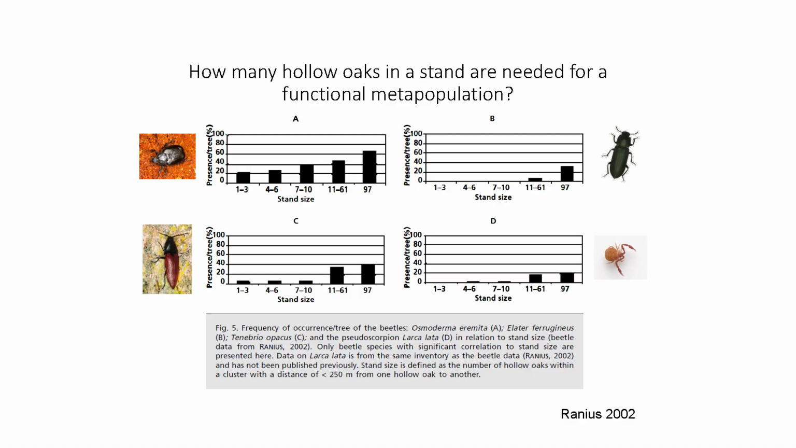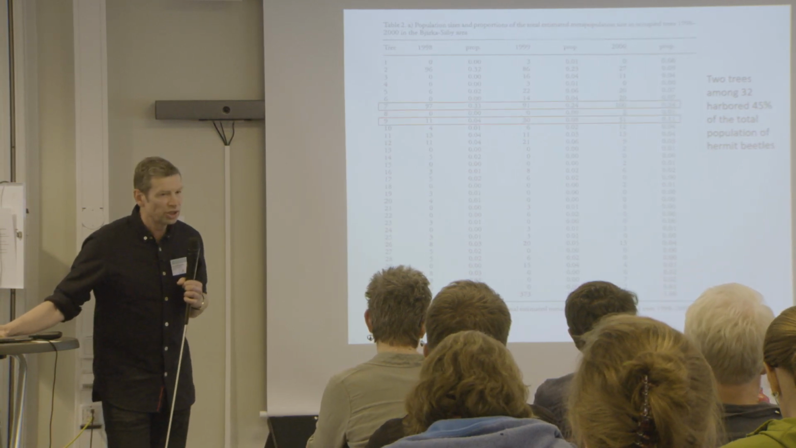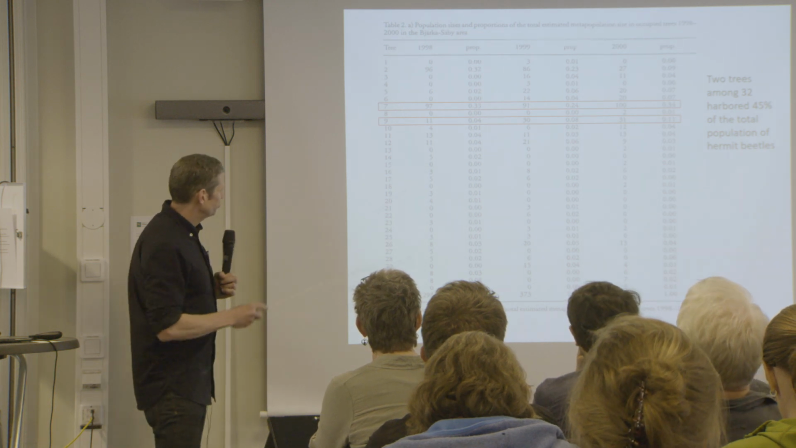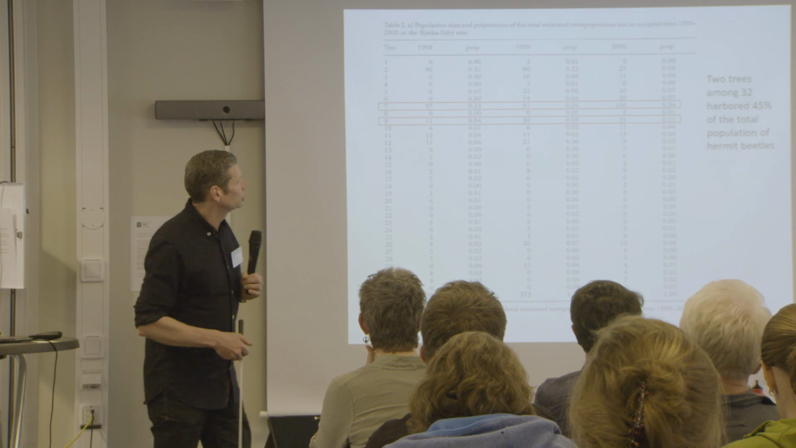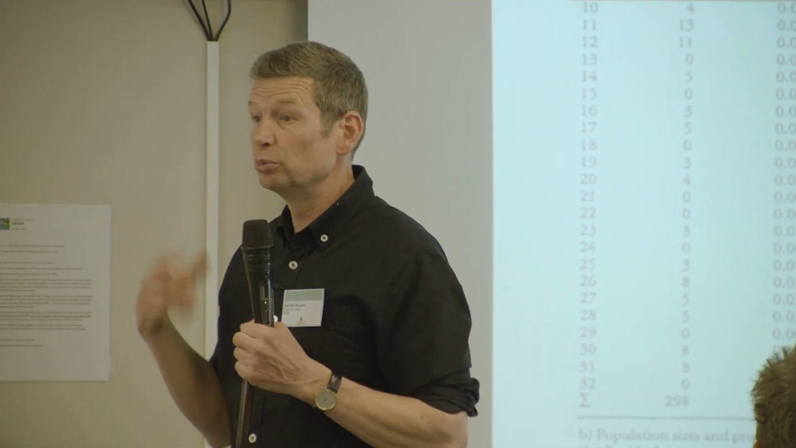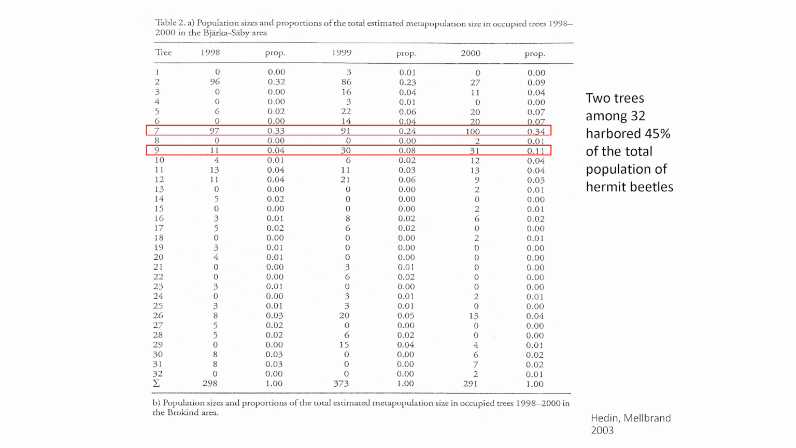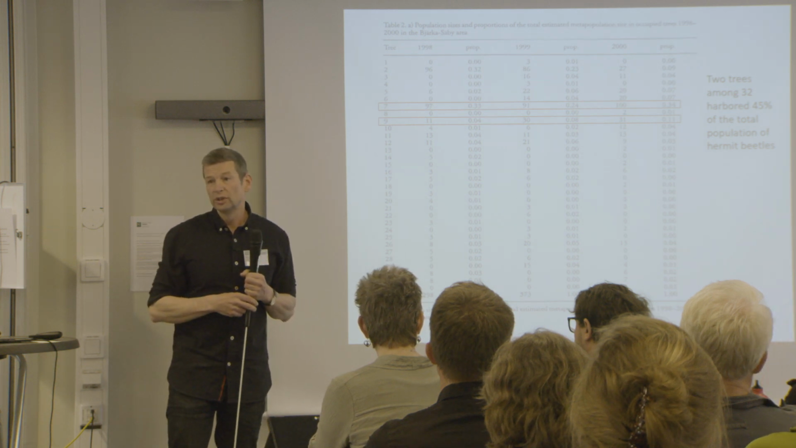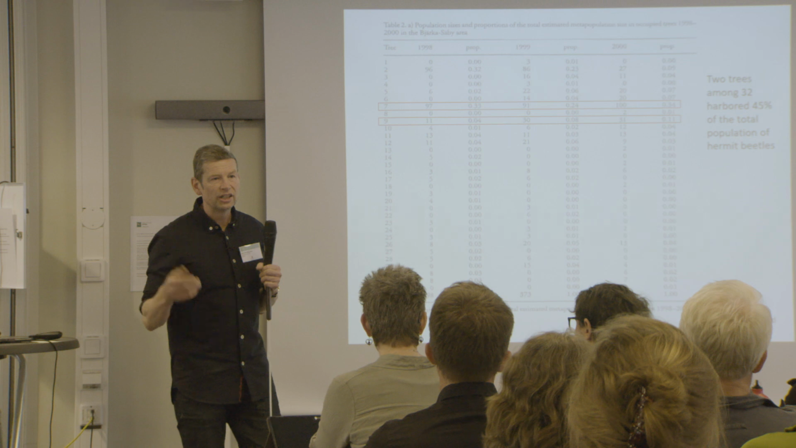So why do they need so many oaks? One reason is of course that all hollow oaks are different. And we have some interesting studies from Jonas. You can ask him more about this later. They looked in 32 trees for hermit beetles, and it was only 2 trees among these that harbored 45% of the total population of hermit beetles. So that's quite interesting. Imagine you have a stand of just 15 hollow oaks. It's a large probability that none of these trees is a really good habitat. So that's one of the reasons why we need at least 20 to 30 hollow oaks.